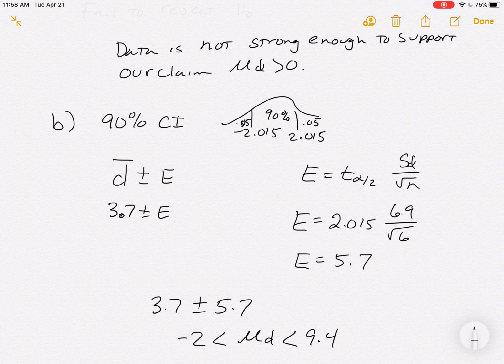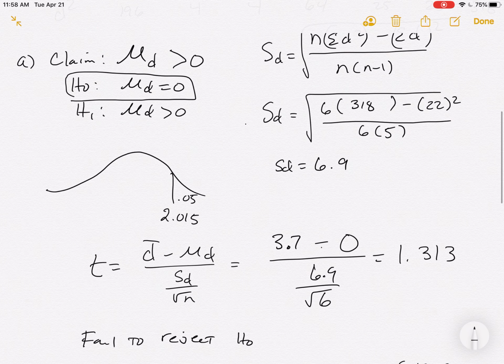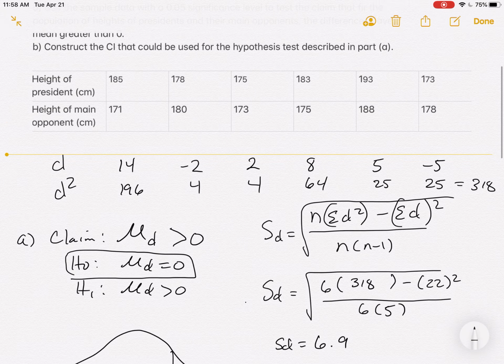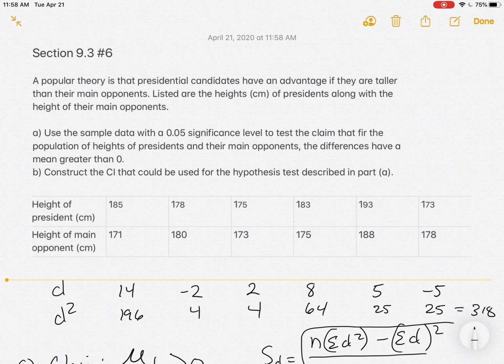And so that's what these problems feel like. You'll do this side work up here to find S sub d and mu d, but doing those problems together, there's a lot of overlap in there that makes the problems really, really nice. So that's your main example for 9.3, this number 6. Hopefully it was understandable.